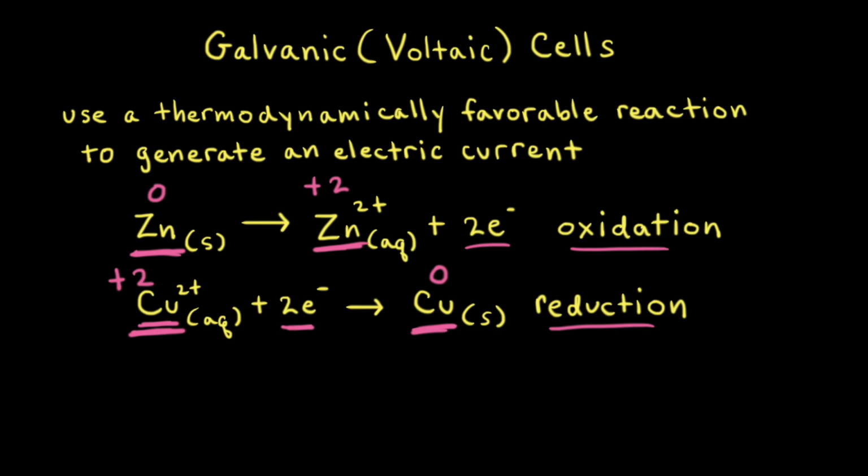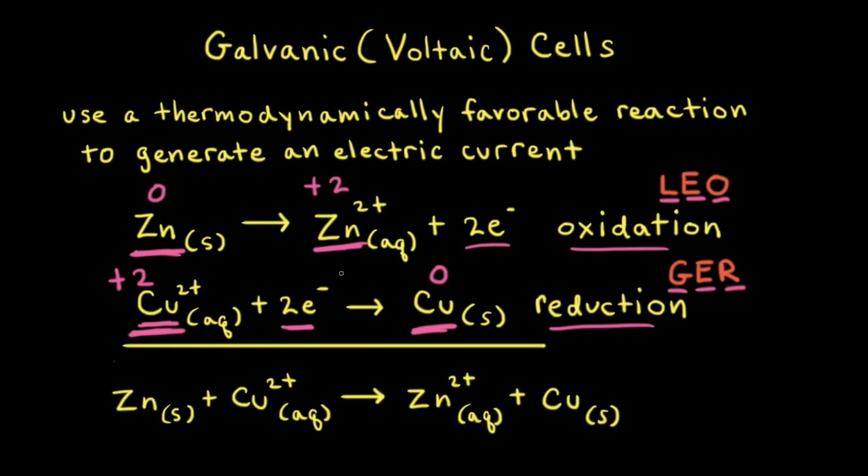A good way to remember which half reaction is which is to think about Leo the lion goes grrr. So loss of electrons is oxidation, and gain of electrons is reduction.